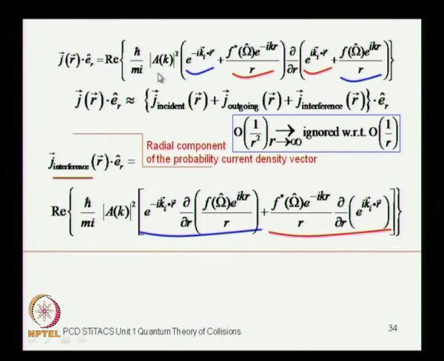So, you have got h cross over m i, square of the modulus of A, then you have got e to the minus i k dot r, which is the incident wave, and the derivative with respect to r of the scattered outgoing wave, that is coming from the first interference term. The second interference term is this factor, the complex conjugate of the scattered outgoing wave, pre multiplying the partial derivative with respect to r of the incident wave e to the i k dot r. So, these are the 2 terms. So, let us get these derivatives.